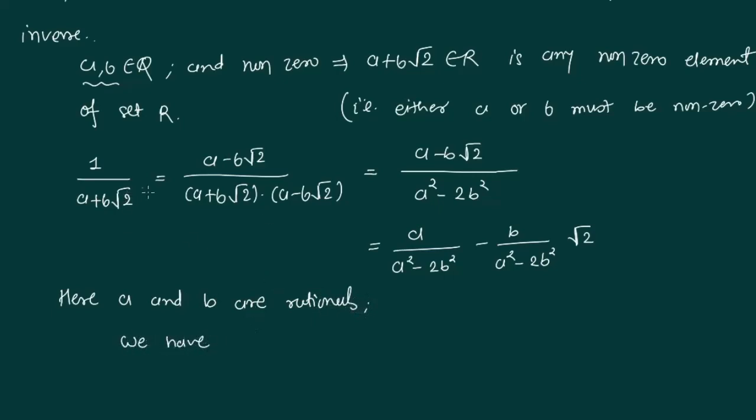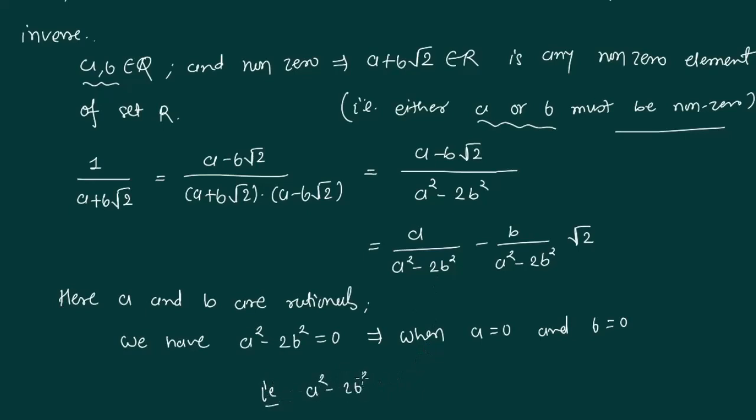We have found the inverse, but in a upon a square minus 2b square, the denominator should not be 0. So a square minus 2b square equal to 0 with a, b belonging to Q, rational numbers, is only possible when a equal to 0 and b equal to 0. But we have taken a non-zero element, that means either a or b must be non-zero. So this is the only possibility, since at least one of the rationals a or b must be non-zero. That means a square minus 2b square is not equal to 0 if a is not equal to 0 or b is not equal to 0.